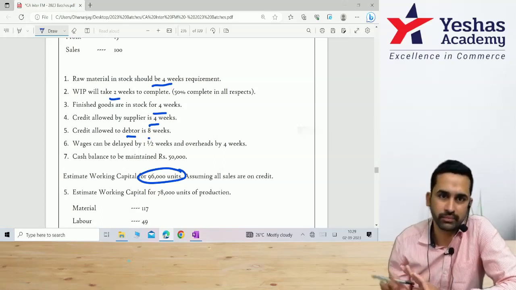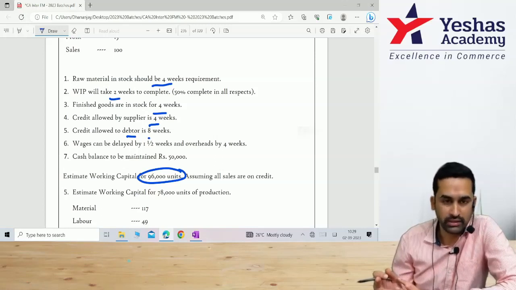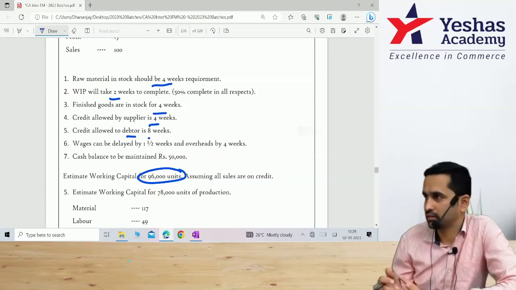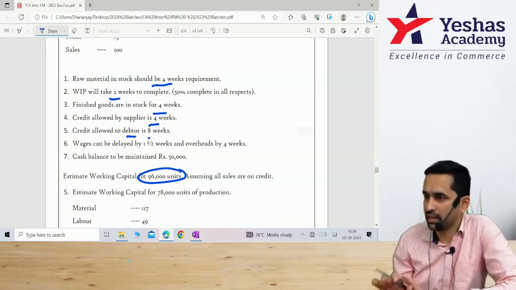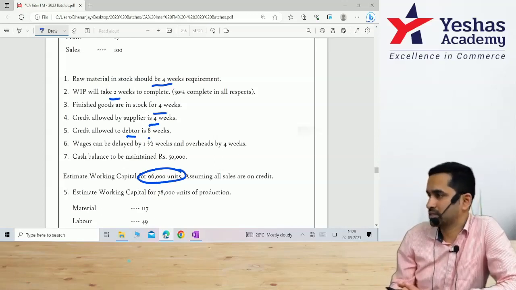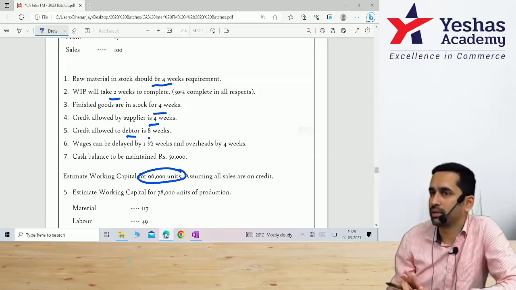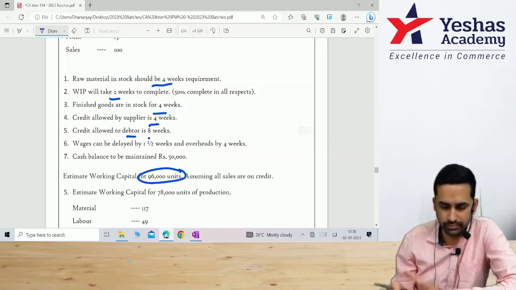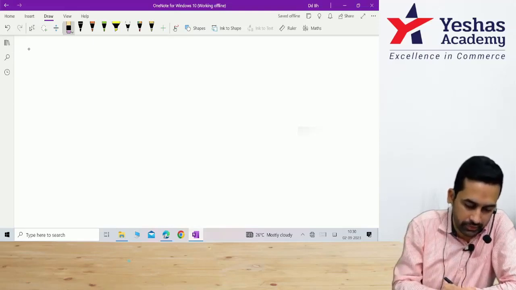In current assets, we have RM. Based on the question, I can see there is WIP, then there is debtor, then there is cash balance and bank balance. Correct? I am not giving anything in advance. So that will be the list of current assets. From there, I will minus the current liabilities. Current assets minus current liabilities will tell me how much is the working capital. Right? Start. Heading: estimation of working capital.